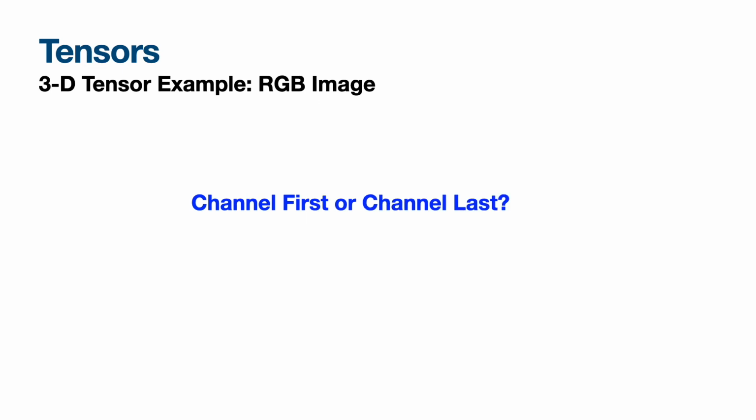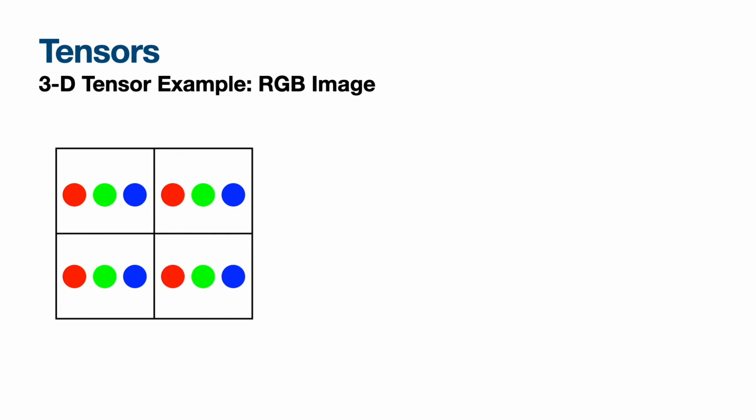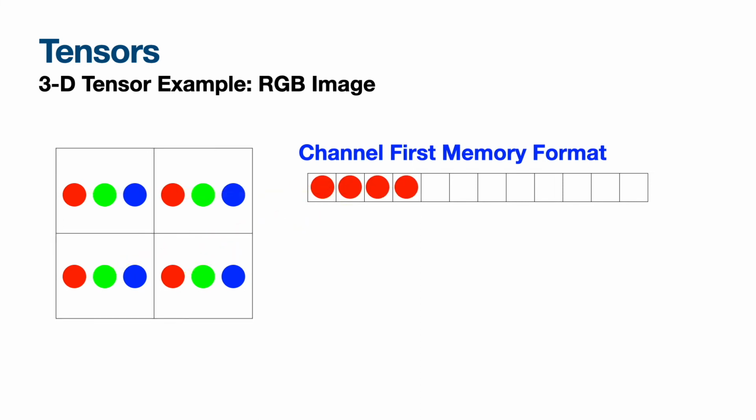So, which should we use, channel first or channel last? It depends on your library's memory format and what the underlying device uses to store and process tensors. Suppose we have a 2x2 RGB image. There are 3 color intensities for each pixel. In channel first memory format, values in each channel are contiguous. Therefore, we can access each channel's color intensity values sequentially in memory. For example, color intensity values are laid out for the red color channel first. Then, the green color channel. And the blue color channel.